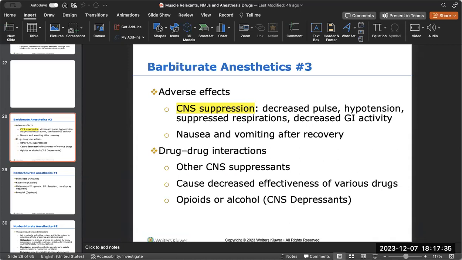Once again, any other CNS depressants, right? So with barbiturates, we're not going to give that with the benzos and anything like that. No opioids, no alcohol, because they're also CNS depressants. And that is not good. And remember, physical dependence with barbiturates regularly, right? That's just something I want to remind you of, right?